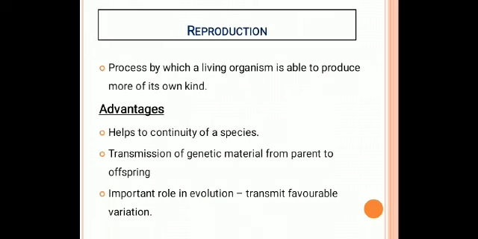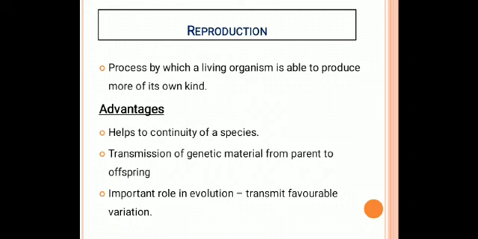So what is reproduction? Sometimes they will ask the question, what is reproduction? Reproduction can be defined as a process by which a living organism is able to produce more of its own kind of individuals. That is called reproduction. What are the advantages of reproduction? First one, continuation: the self-continuation in which one generation produces the next generation.